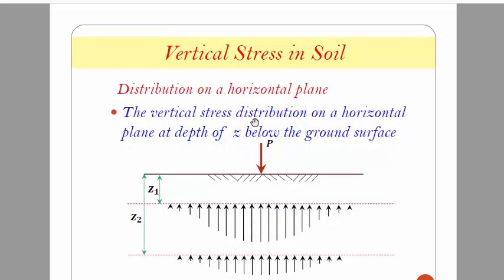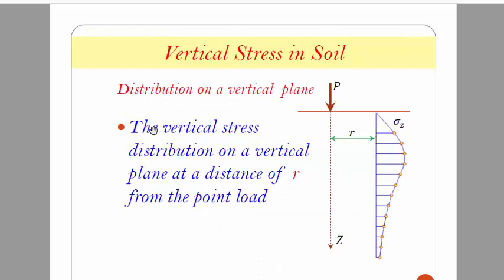The vertical stress distribution on a horizontal plane at a depth z below the surface, according to the applied load, is shown in this pressure distribution diagram on the horizontal plane. If we apply the load, this is the stress that will be introduced after some distance. This is like a form of isobars, which I will discuss in the next slides.